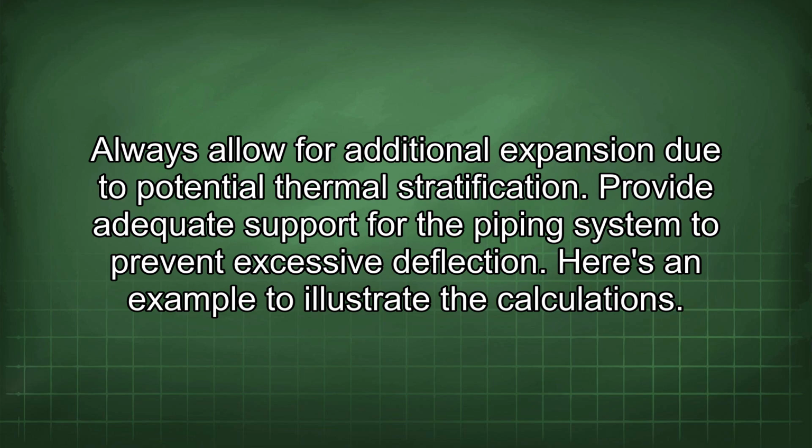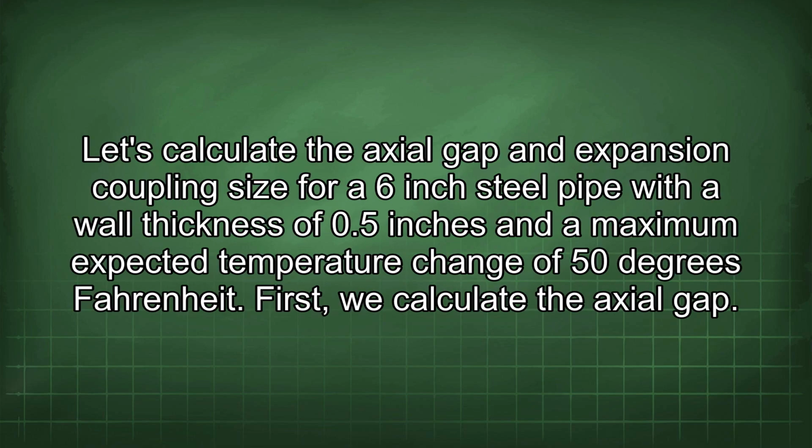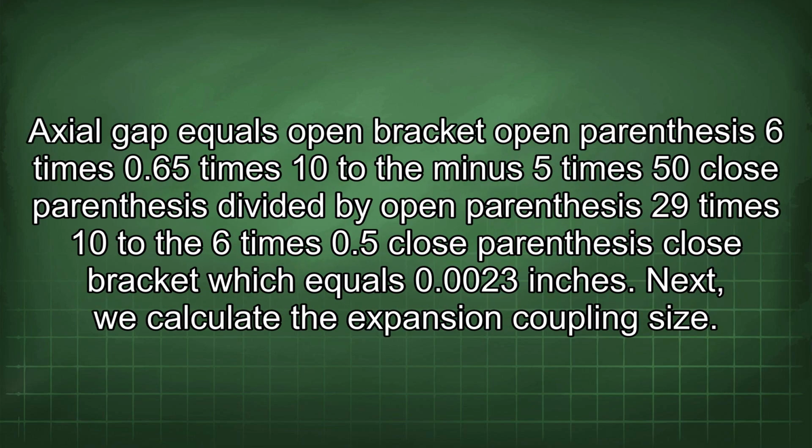Here's an example to illustrate the calculations. Let's calculate the axial gap and expansion coupling size for 6-inch steel pipe with a wall thickness of 0.5 inches and a maximum expected temperature change of 50 degrees Fahrenheit. First, we calculate the axial gap. Axial gap equals [(6 times 0.65 times 10 to the minus 5 times 50) divided by (29 times 10 to the 6 times 0.5)], which equals 0.23 inches.